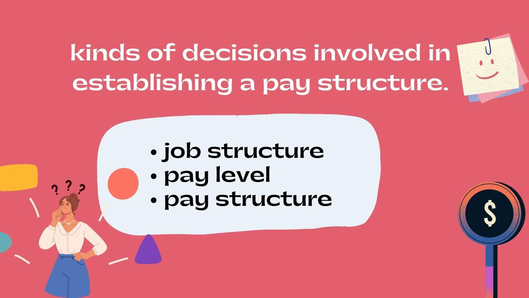Next are the kinds of decisions involved in establishing a pay structure. First is job structure. It consists of the relative pay for different jobs within the organization. It establishes relative pay among different functions and different levels of responsibility. Second is pay level. It's the average amount, including wage, salary, and bonuses, the organization pays for a particular job.